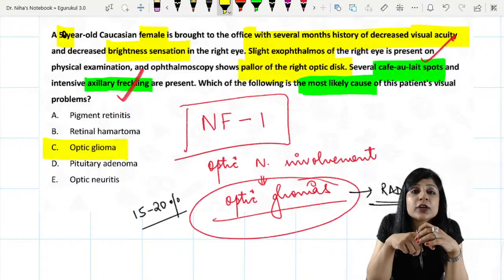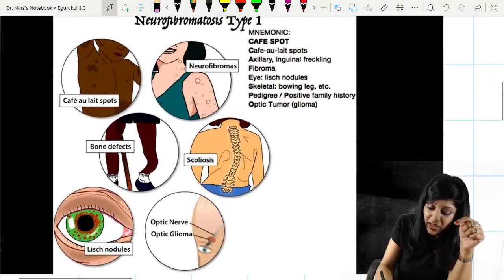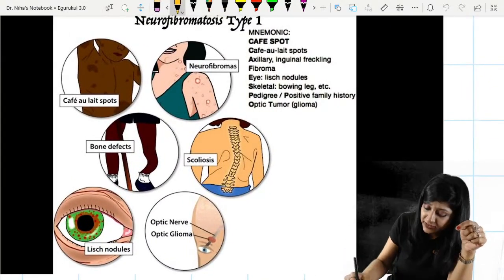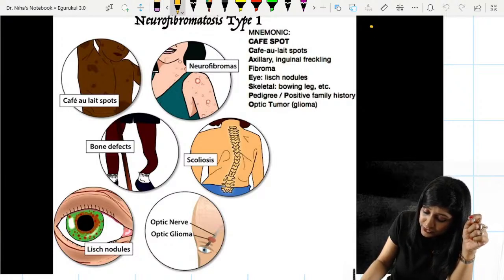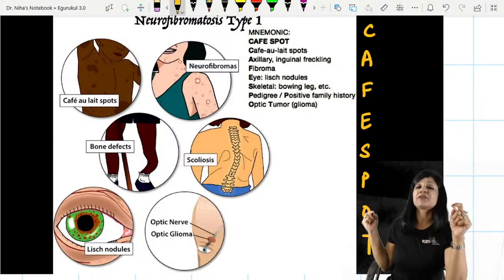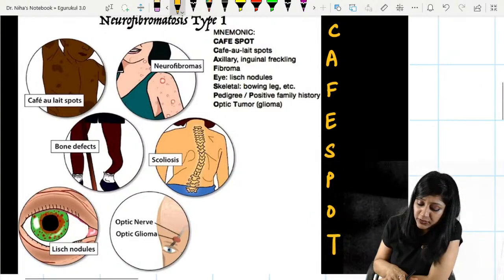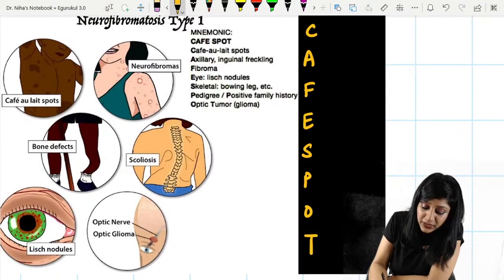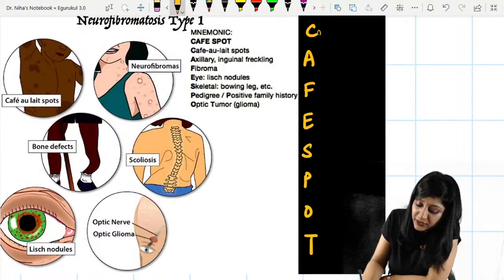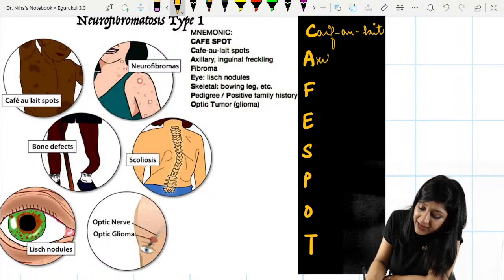Now what is the name of the nodules that you get in neurofibromatosis? See this. Now here you have a mnemonic. You can easily learn this as your CAFE spots. C-A-F-E, and then we have S-P-O-T. So by that you can easily remember this. So what are the things you are going to get here? C is for cafe-au-lait spots. Then A is for the axillary freckling.